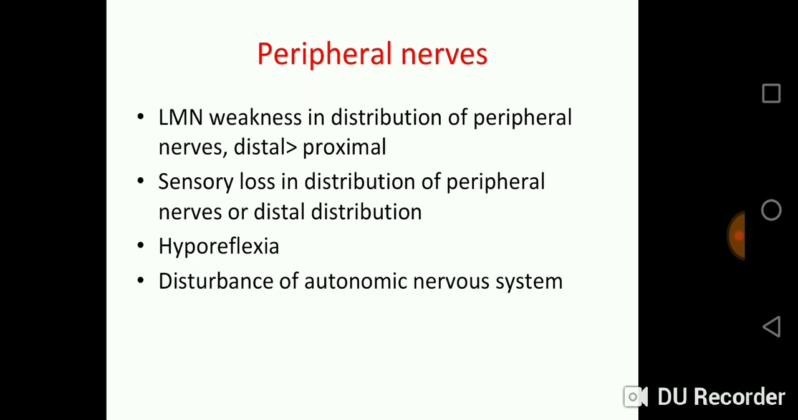The peripheral nerve lesion is characterized by LMN weakness in the distribution of peripheral nerve, and there is more distal involvement than proximal involvement. Sensory loss occurs in the distribution of peripheral nerve, so it is more in the distal part of the body. It is associated with hyporeflexia and disturbance of autonomic nervous system.